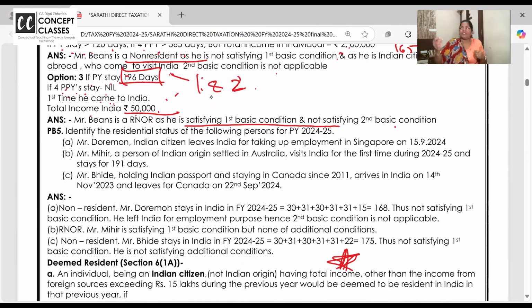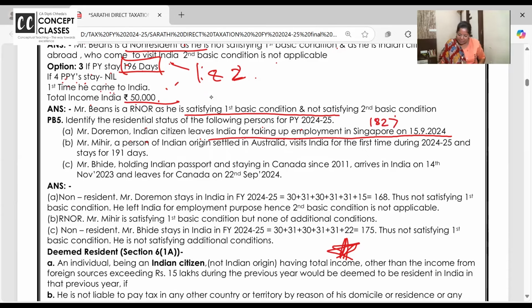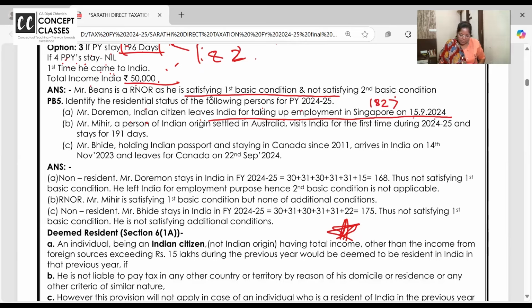These are one-liner questions for case scenarios and MCQs. Identify the residential status of the following person. Doraemon, Indian citizen, leaving India for taking employment in Singapore. Indian citizen leaving India for employment: the second basic condition is not applicable. The first is applicable if he is in India for 182 days or more. He left on 15 September. So how many days should I take for September?